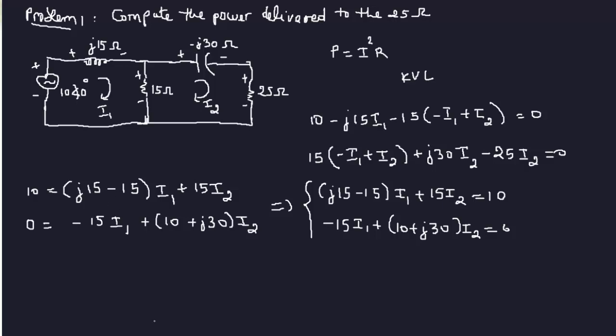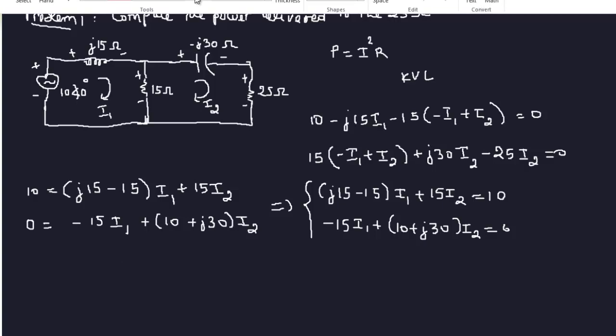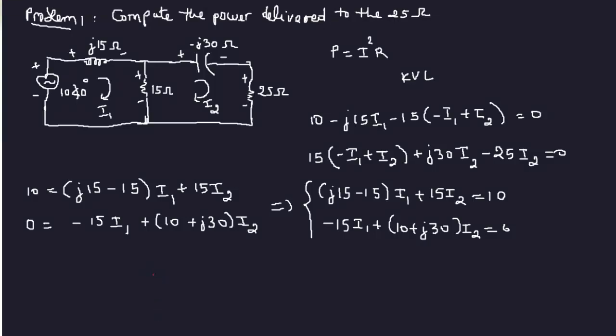Let me show you what the book has. This is what the book has. Let me put that in red. So I'm not sure if it's me or the book itself, but the book has 15 plus J15 I1 minus 15 I2 equals 10. And then they have minus 15 I1 plus 40 minus J30 I2 equals 0.